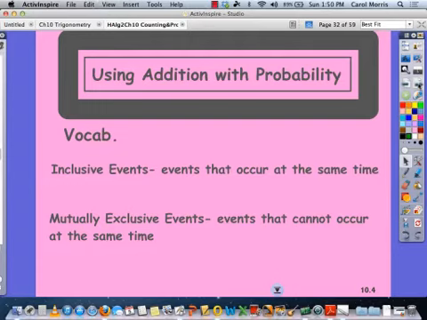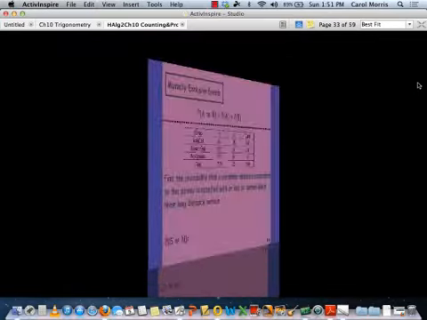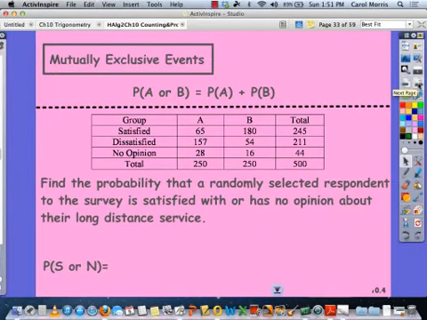So we're just talking about things that can happen at the same time and things that can't. It would probably be a good idea going forward to be observant of what kind of activities, mutually exclusive or inclusive, that we're talking about. So in our first example, we have a little survey done here. It says, find the probability that a randomly selected respondent to the survey is satisfied with or has no opinion about their long-distance service.